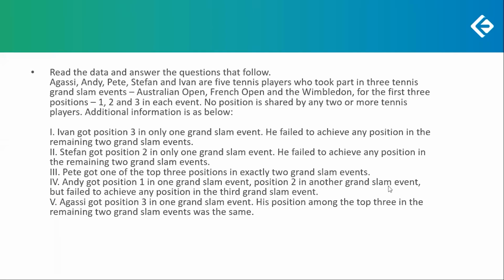Out of that 20 questions, 4 sets of 4 questions each were there. This was the first set. So this was a data set talking about different Grand Slams of tennis, Australian Open, French Open, and Wimbledon. And we were told data about these 5 tennis players: Agassi, Andy, Pete, Stephen, and Ivan. We have been given different data over here, and according to that, we have to form a table.